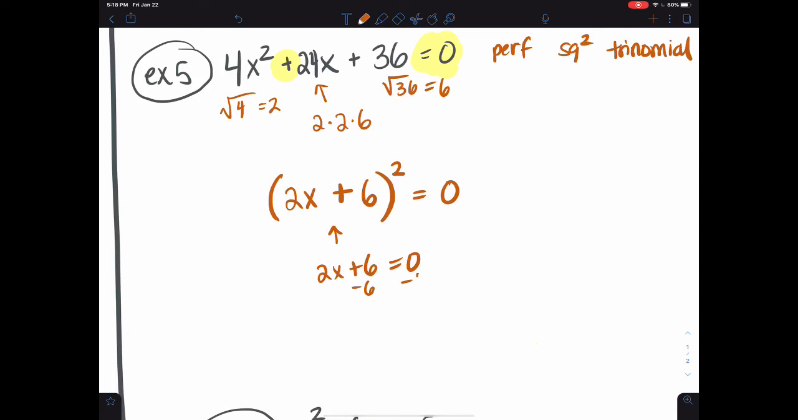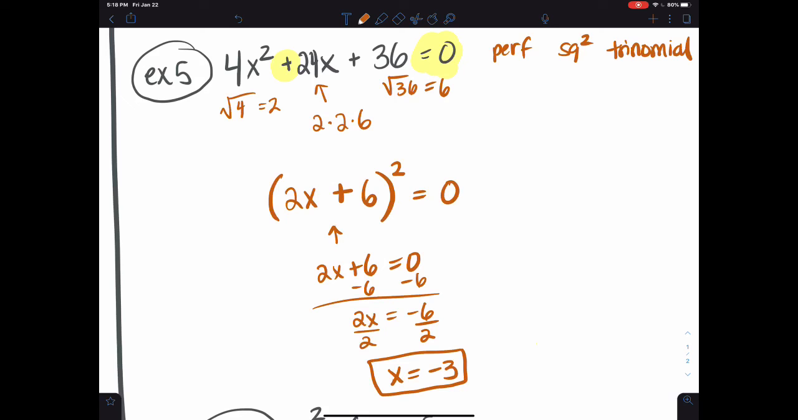So when I end up solving this factor set equal to 0, I end up with an x value of negative 3. This is the only solution or the only part of this equation when graphed that will hit the x-axis. It will only hit the x-axis at a value of negative 3. And if you don't believe me, take a second to graph it for yourself on Desmos.